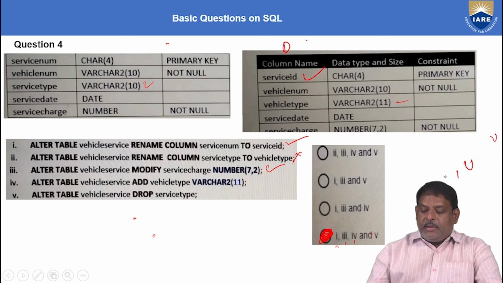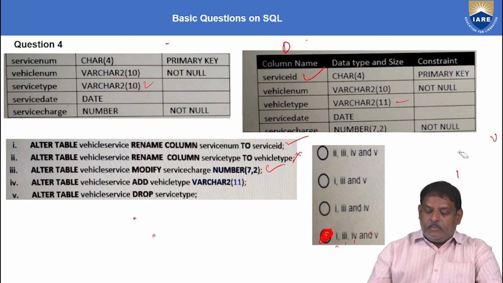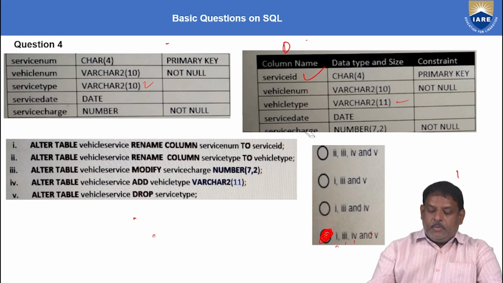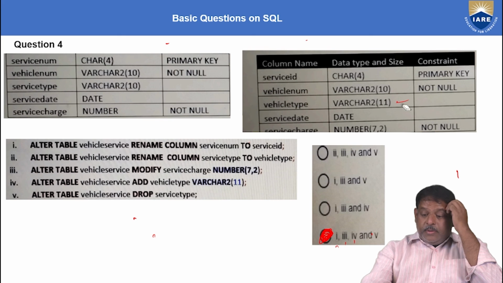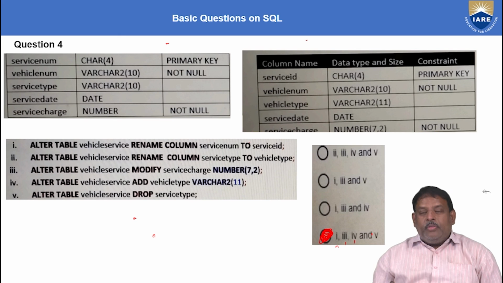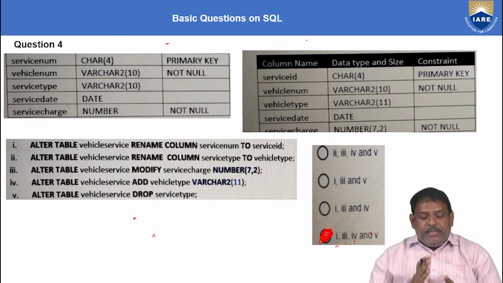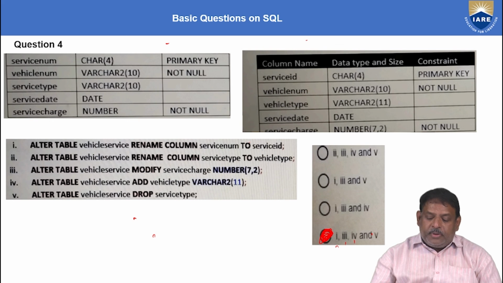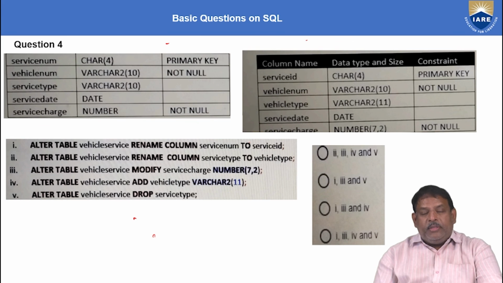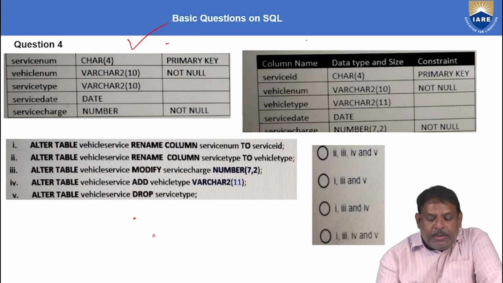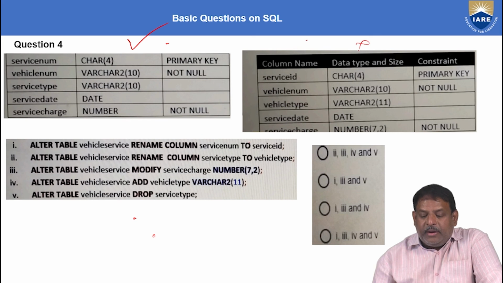See carefully here once again. This question is again on alter. The first 2 questions are on insert and create. The third option is on alter. This is also on the alter statement. In the alter statement, this is the original table and this is the required table.